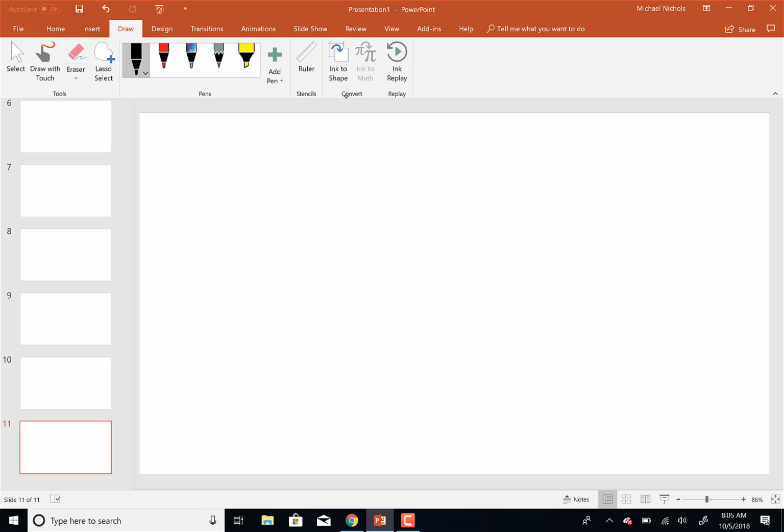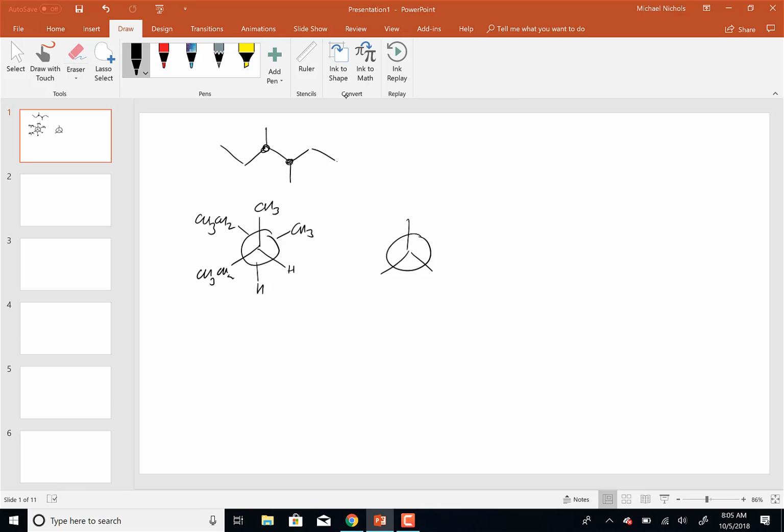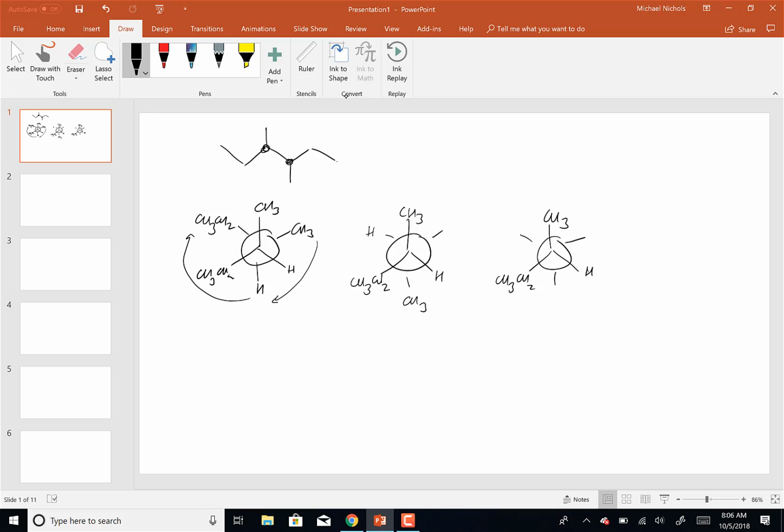So now I'm going to go through and write then the other two staggered. So I'm going to hold the front carbon constant. And then I'm going to rotate the back carbon. So I'm going to rotate the methyl group down here. I'm going to rotate this hydrogen up where the ethyl group is, and then the ethyl group over here. So there's conformation number 2. Do that one more time. Another 120-degree rotation. And so there are my 3 staggered conformations of 3,4-dimethyl hexane.